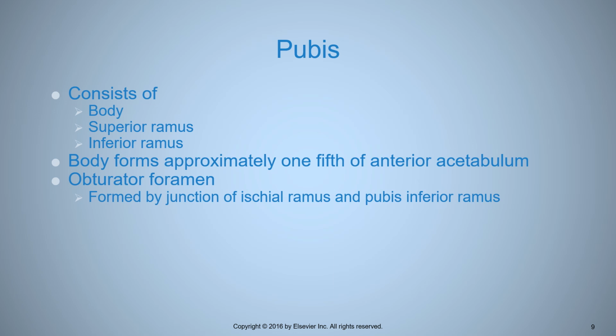The ischial ramus is on the lateral aspect. But when you start getting medial, it becomes the pubic bone, the inferior ramus of the pubic bone. It's basically right immediately medial to where the tuberosity ends, that is where the inferior ramus begins.